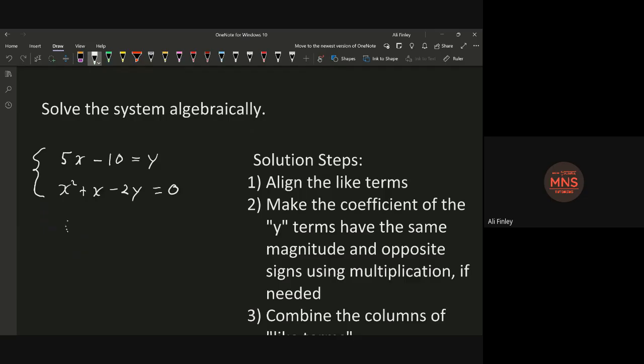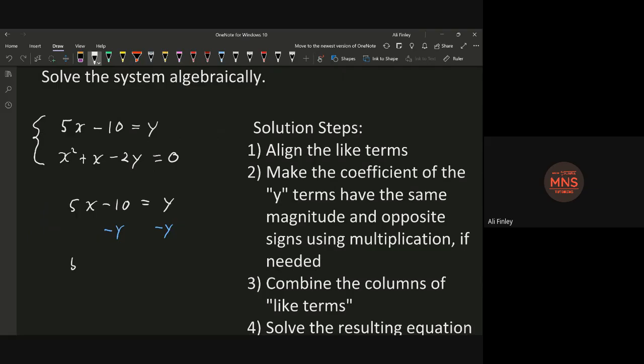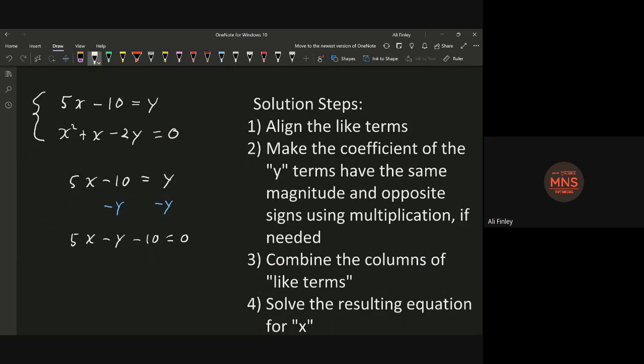In our first equation, we've got 5x minus 10 equals y. We're going to have our variables on the left and our constants on the right, which means we're going to subtract y from both sides, which will give us 5x minus y minus 10 is equal to 0. And then, mathematician, we're going to move the constant over to the right-hand side. So we're going to add 10 to both sides. We move terms from one side of the equation to the other using our inverse operations. When we do that, we would have 5x minus y is equal to 10.